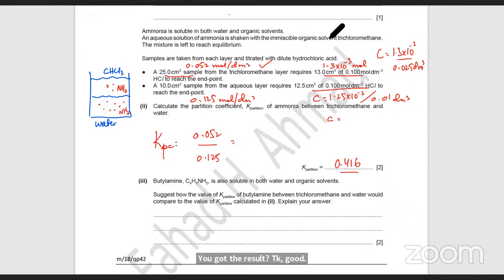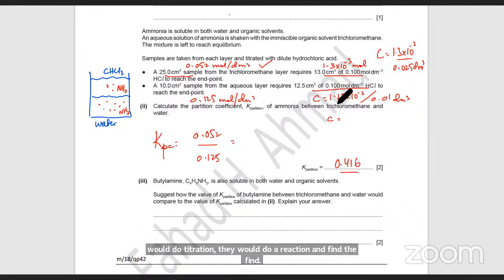I think there were a few more questions. In paper 5, there was something where they would do titration, they would do a reaction and find the concentration indirectly, okay? So is there any other question? No, I don't have any right now.